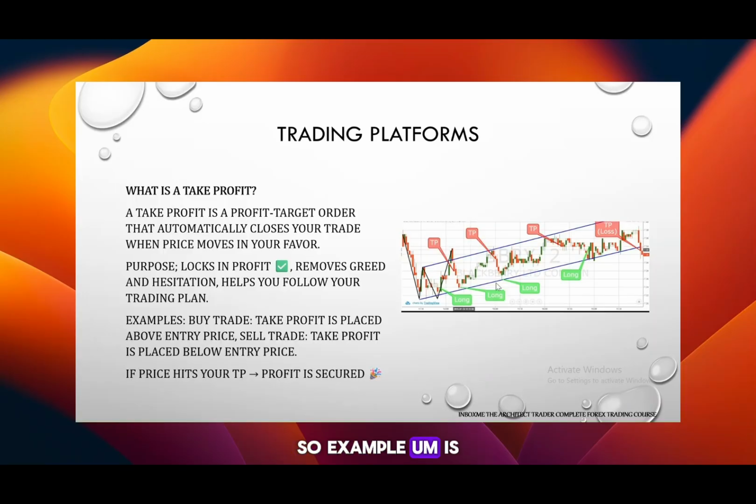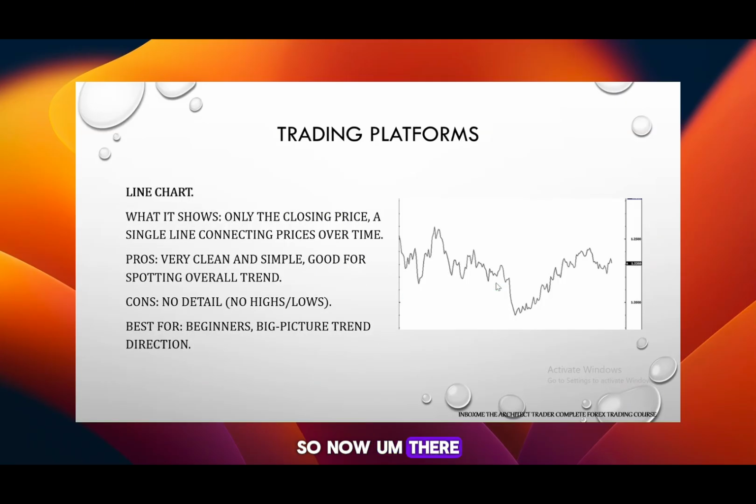So, for example, in a buy trade, you are buying, your take profit is placed above. If you're selling in a sell trade, your take profit is placed below. So if price hits your take profit, your profit is secured. You're risking $50, you want to make times two. So your take profit is at a place that when price gets there, you're making the equivalent of times two or more, whichever it is.